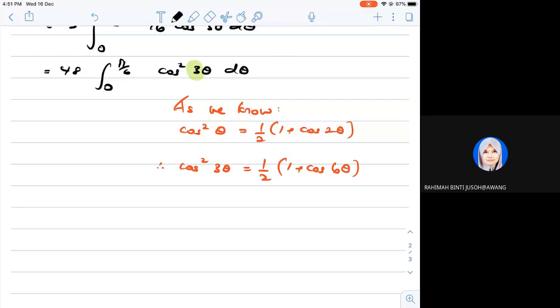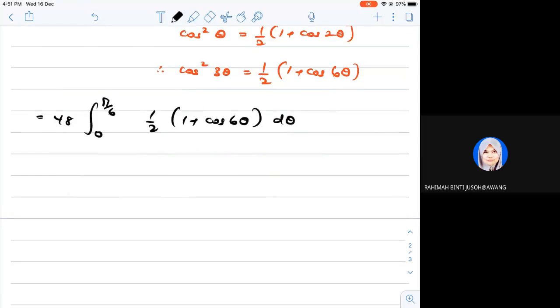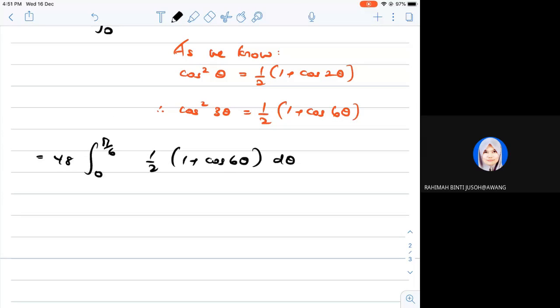Therefore, we will have equals to 48, integral from 0 until pi over 6, cos squared 3 theta equals to 1 over 2, 1 plus cos 6 theta d theta. So now 48 times half equals to 24, and then 0 until pi over 6. Why 24? Because we multiply by half. So integrate 1, we just copy first, step by step.